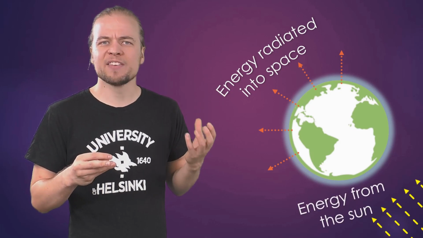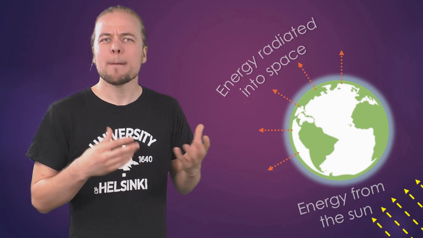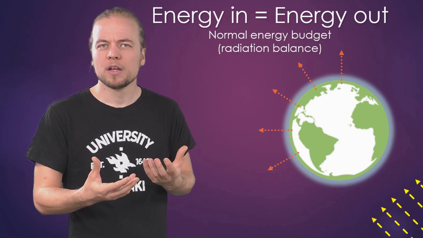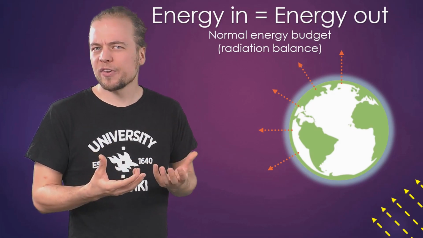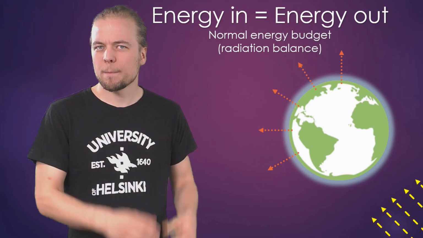The Earth is basically a huge warm rock in space. So it's radiating its energy out. But the sun is shining, so it's giving us some new energy, and these two balance each other out. So that's why the Earth's temperature is pretty much stable.